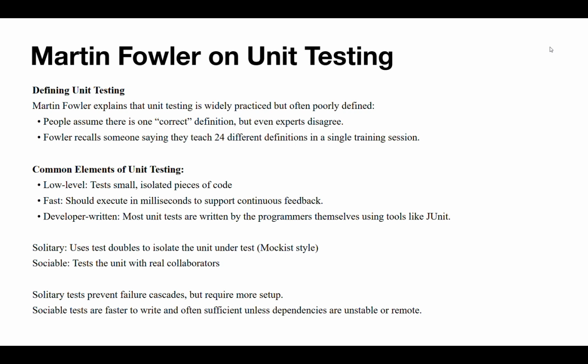Some common elements of unit testing: it should be low level, which means tests are small, isolated pieces of code; it should be fast, executing in milliseconds to support continuous feedback; and it should be developer written, which means most unit tests are written by programmers themselves using tools like JUnit. Solitary tests prevent failures but require more setup. Sociable tests are faster to write and often sufficient unless dependencies are unstable or remote.